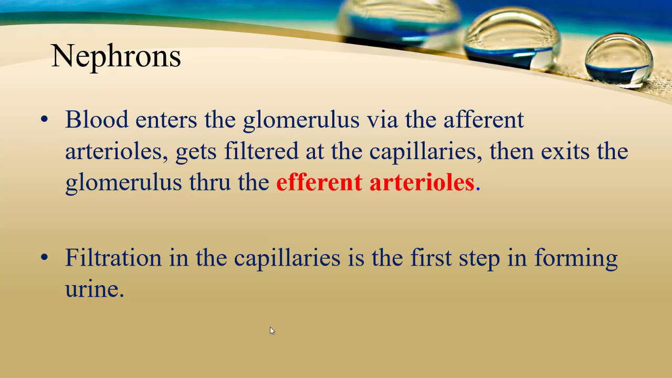Alright, once the blood enters the glomerulus through the afferent arterioles, blood will get filtered through that mass of capillaries. Then the blood will exit the glomerulus through the efferent arteriole. Remember, afferent is arriving at a structure, efferent is exiting a structure. And this filtration in these capillaries in the glomerulus is the very first step in the forming of urine.